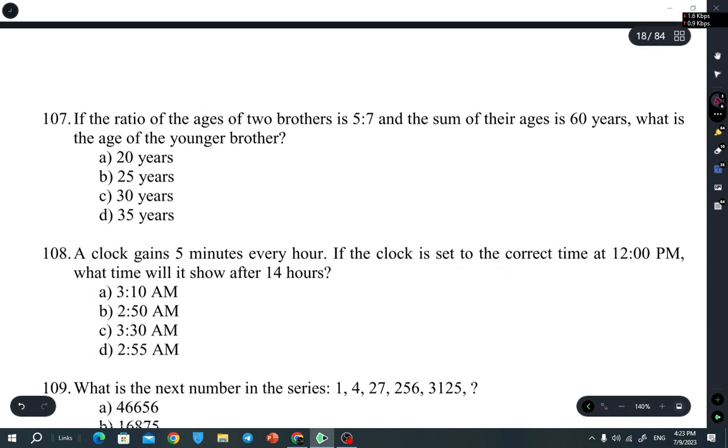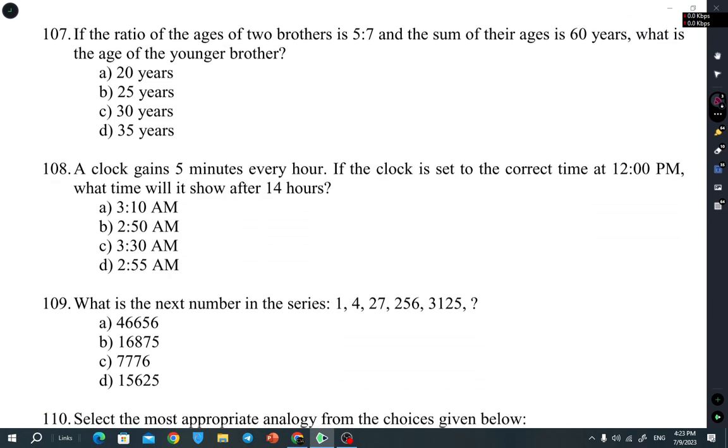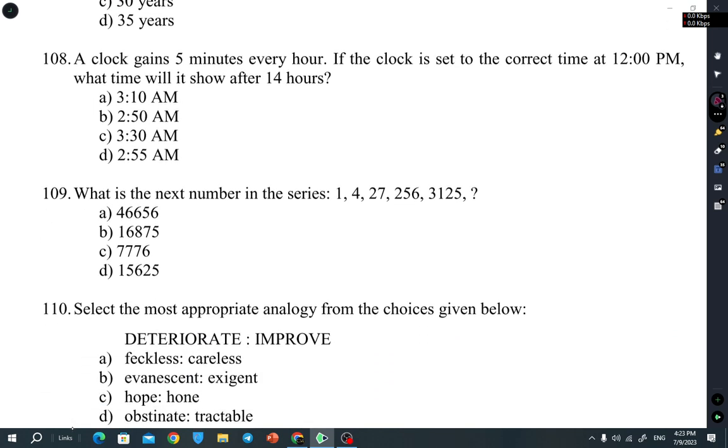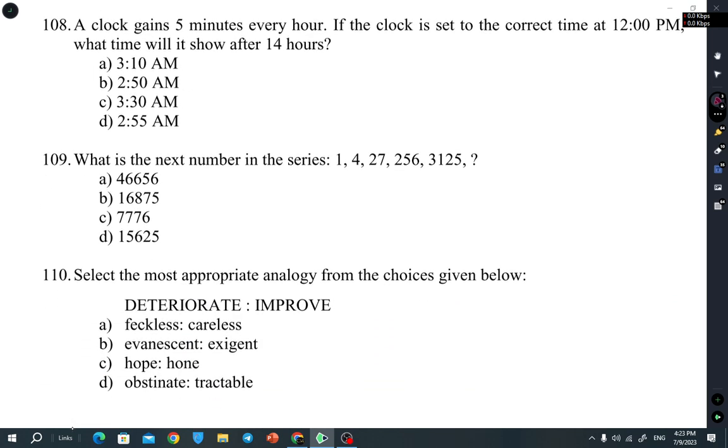Next question. If the ratio of the ages of two brothers is 5:7 and the sum of their ages is 60 years, what is the age of the younger brother? Option B. 25. A clock gains 5 minutes every hour. If the clock is set to correct time at 12 p.m., what time will it show after 14 hours? Option A.